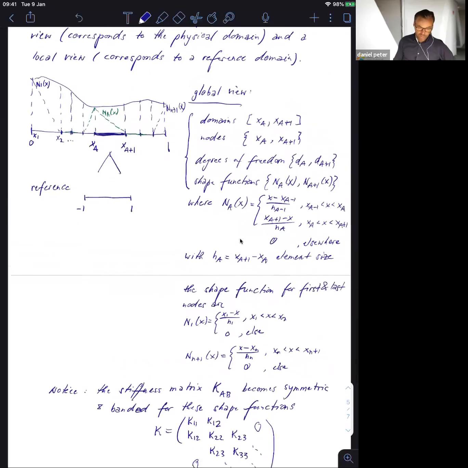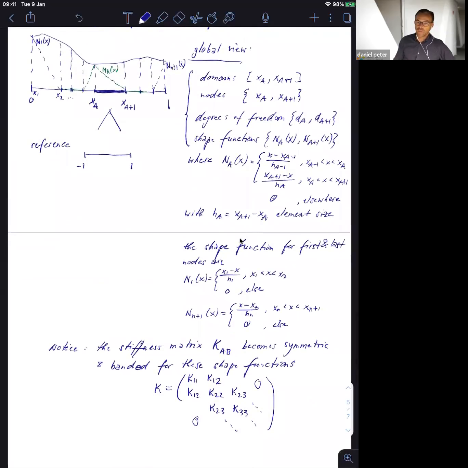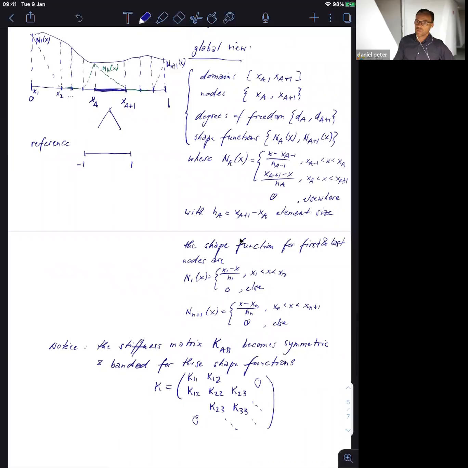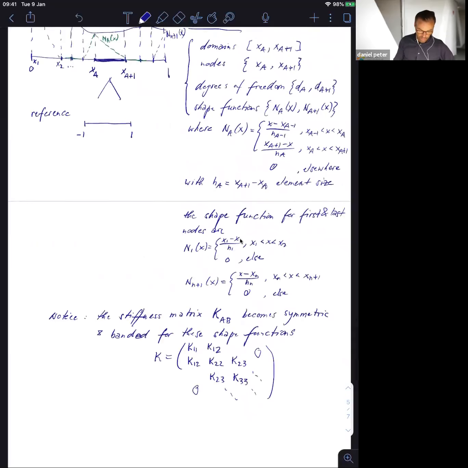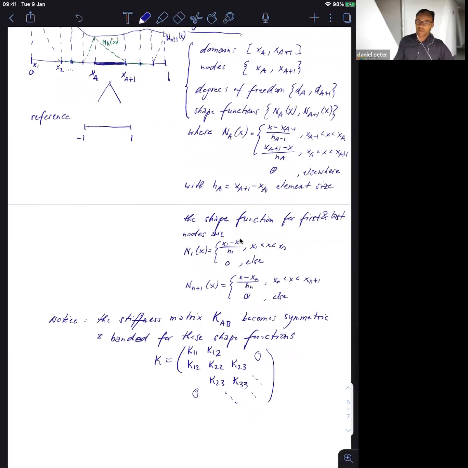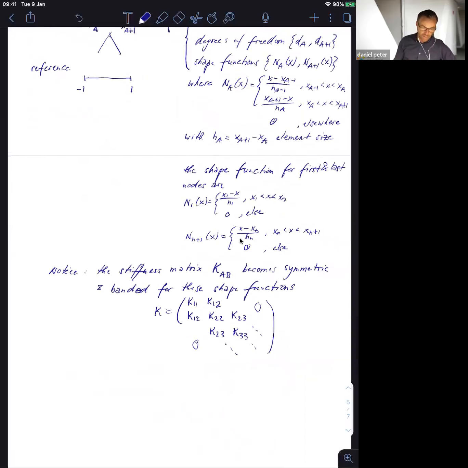Good, so that would be the physical domain, how we discretize it. But you see, it becomes a bookkeeping issue with all these different NAs, all these different shape functions. So how can we make it a little bit easier to compute these entries for the stiffness matrix? K11, K12, etc. They all become different expressions because all the shape functions are slightly different. So that's the idea with the reference element.